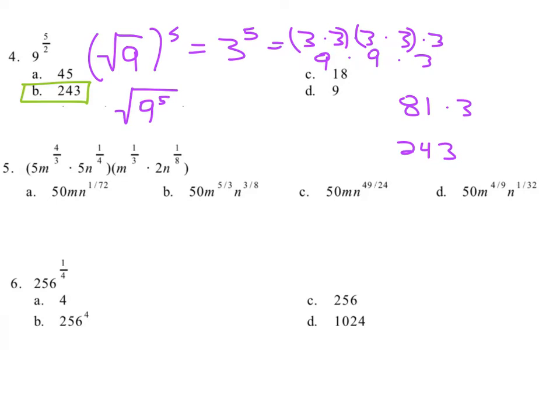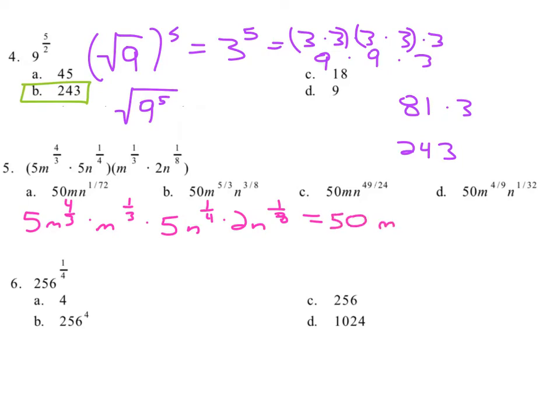And since multiplication lets you reorder it, we can reorder this to be able to say 5m to the 4/3 times m to the 1/3 times 5n to the 1/4 times 2n to the 1/8. You don't have to reorder, you just need to know that we can deal with the m's and the n's separately. And in fact, the first thing that we can do is we can multiply all the coefficients. So 5 times 5 is 25, times 2 is 50.